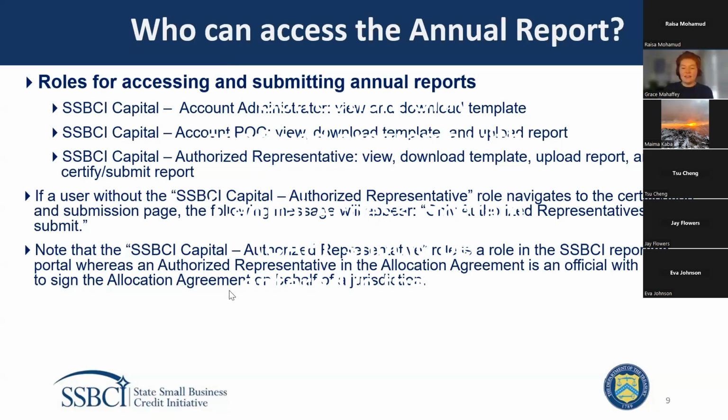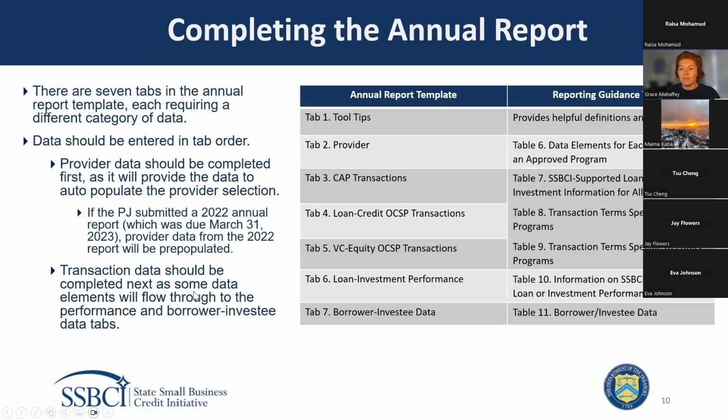Thanks, Sue. Okay, so I will be walking through the annual report template. Before I go into the demonstration, just going to cover a few high-level items about the template. So as Sue mentioned, the annual report template for the 2023 reporting period will be customized for each of the participating jurisdictions. And this means that it will have custom pre-populated lists for you to select from.